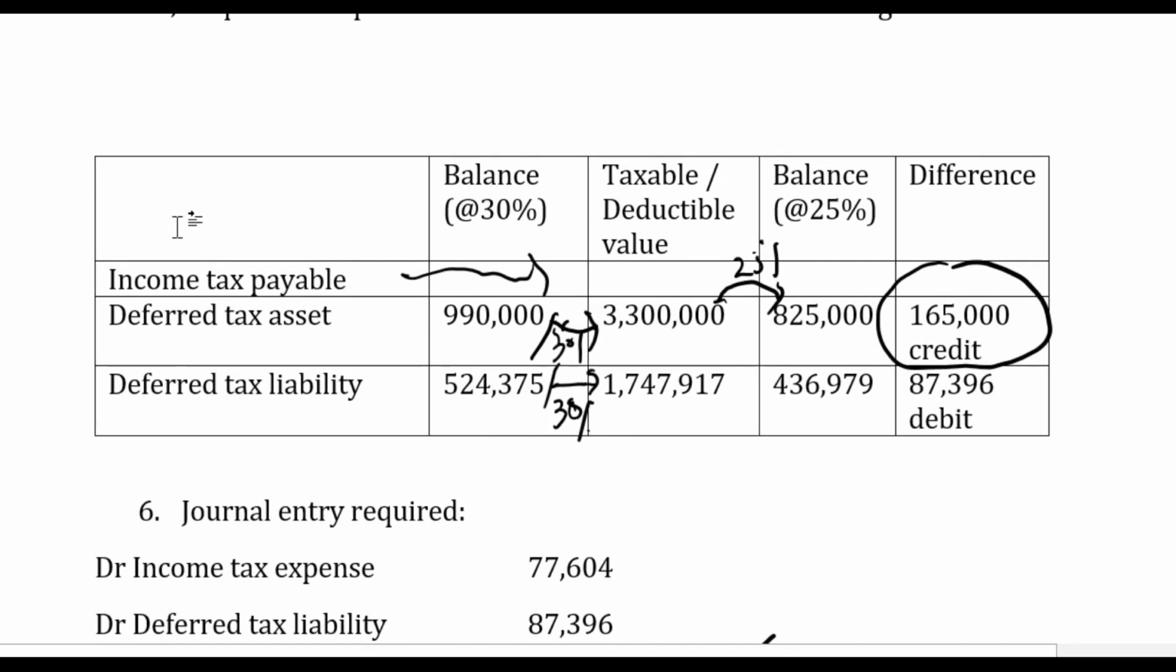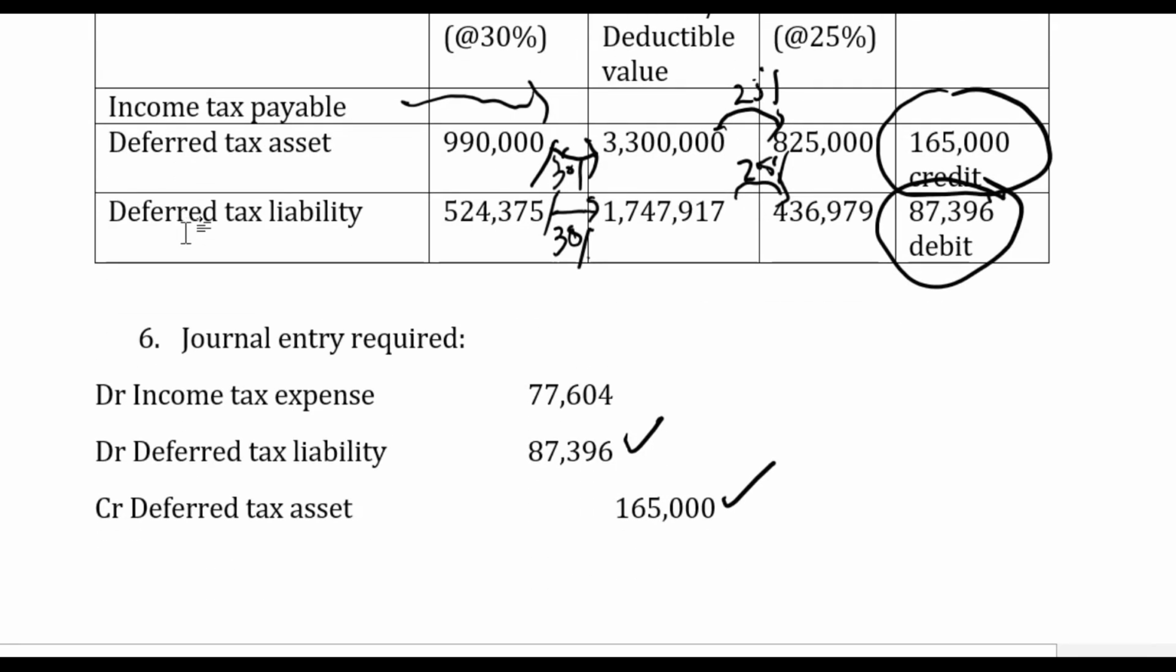Deferred tax liability, the taxable difference is 1,747,917. Now we apply the new tax rate, 25%, and with the revised balance, we can see the deferred tax liability also should be decreased by 87,396 by debiting that account. So we debit deferred tax liability 87,396. So the difference between these two goes into the income tax expense, and that's 77,604.